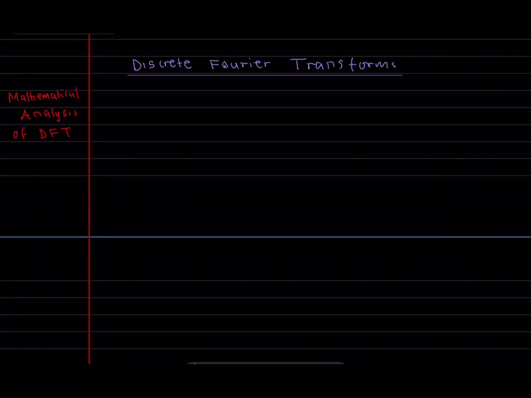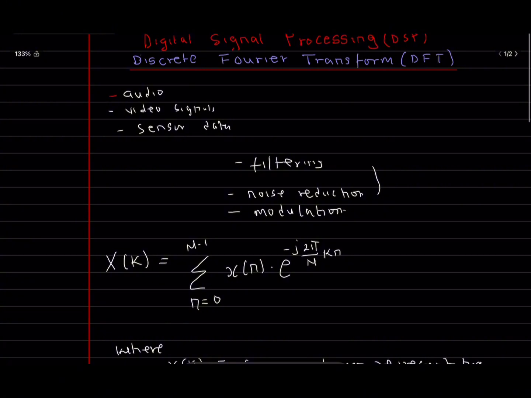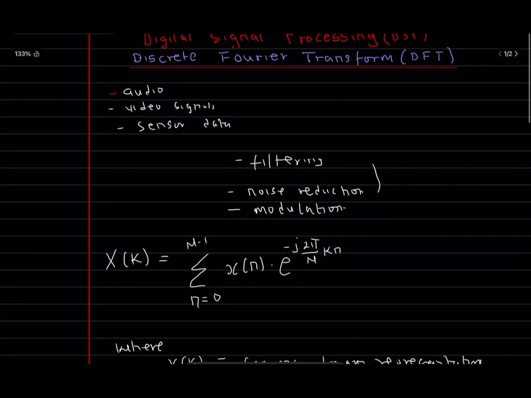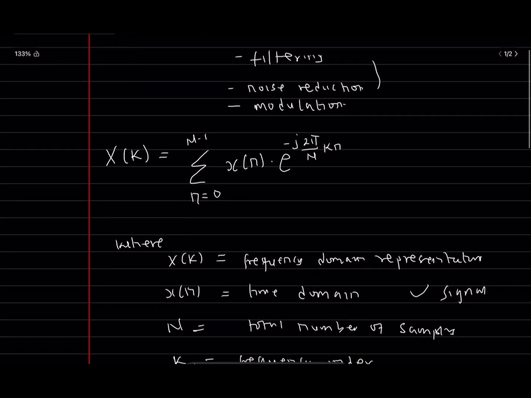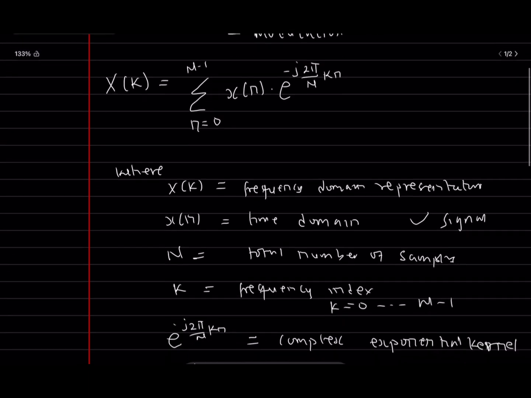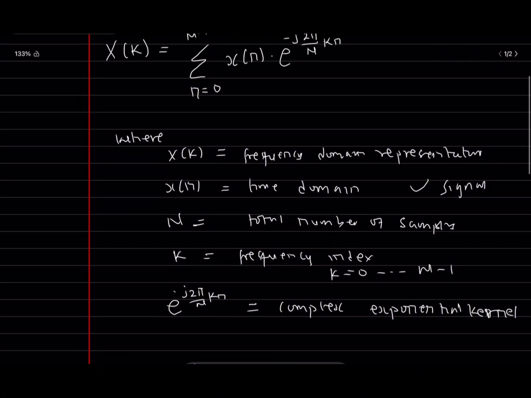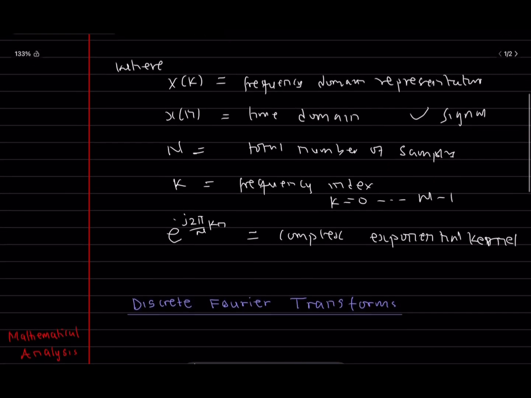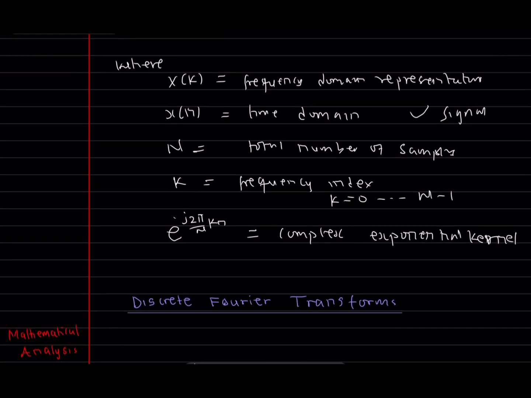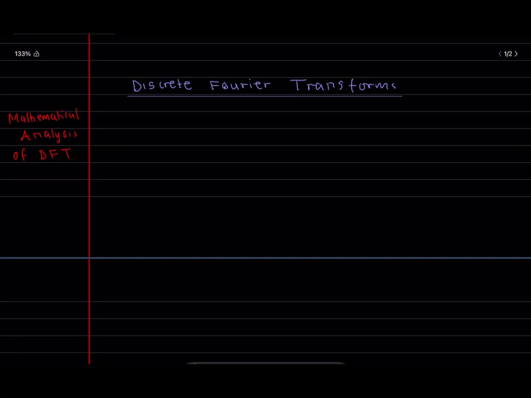You are welcome once again in this tutorial. In my previous tutorial, we had some brief introduction on digital signal processing. We talked about, or we mentioned, some applications including filtering, noise reduction, and modulation. We also wrote down the mathematical expression for the DFT, and then we explained the various representations, which is X of k, x of n, nk, and then the complex exponential kernel or factor. So in this tutorial, we are going to focus on the mathematical analysis of this DFT.